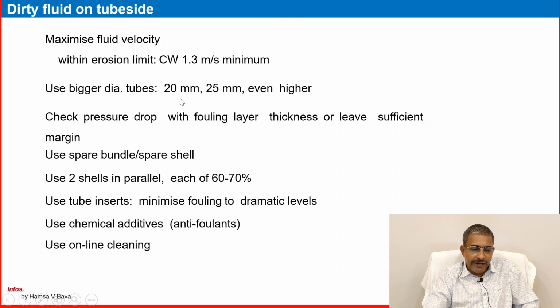Use bigger diameter tubes, 20 mm, 25 mm, even bigger. Check pressure drop with fouling layer thickness or leave sufficient margin. Use a spare bundle or spare shell. Use two shells in parallel, each 60 to 70%. Use tube inserts, which minimize fouling to a dramatic level. Use chemical additives, antifoulants. Use online cleaning. So these are the fouling fluid selection on the tube side, plus the prevention of fouling to a minimum level.